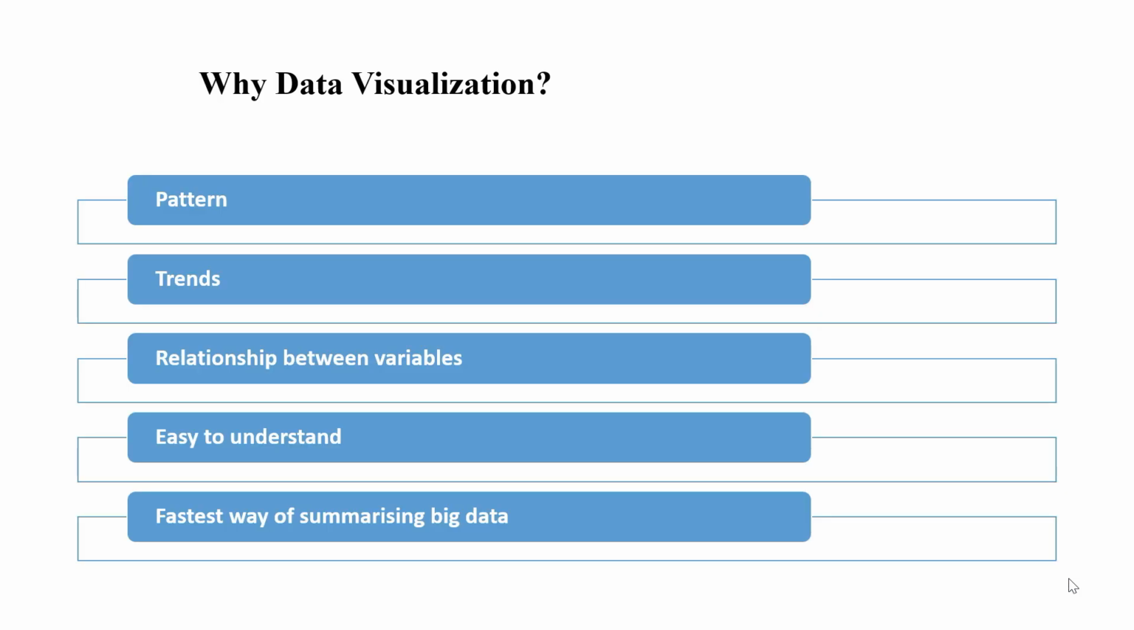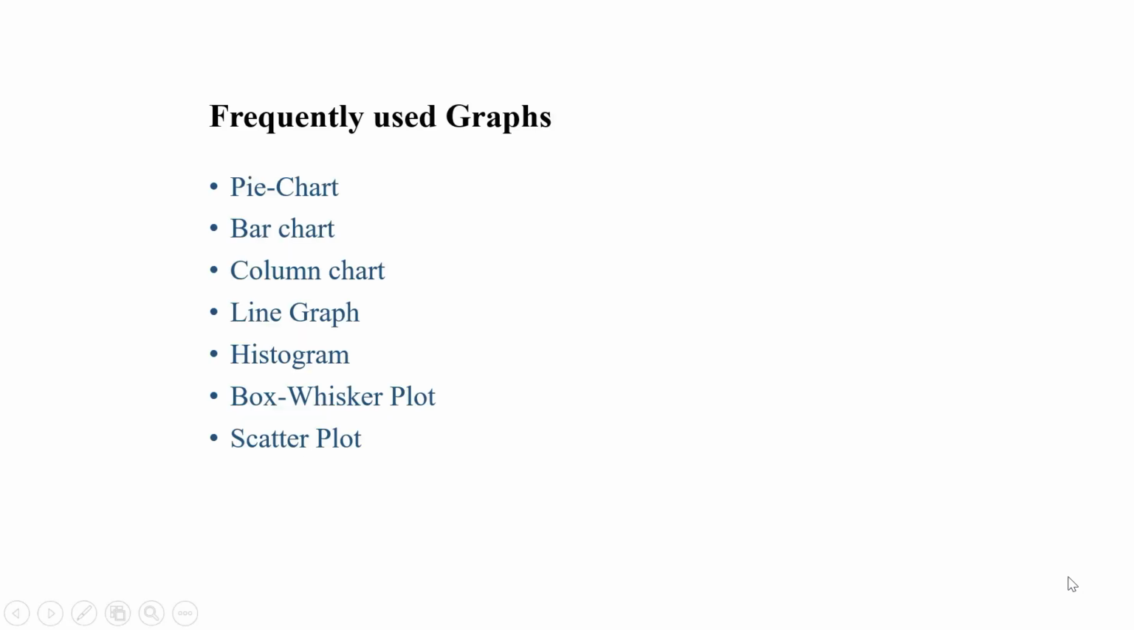So data visualization is very important because it helps us to understand data in a better way by studying its patterns, trends, and the relationship between variables. Because it is very easy to understand, it is very helpful in understanding big data in very little time. So this is the fastest way of summarizing big data.